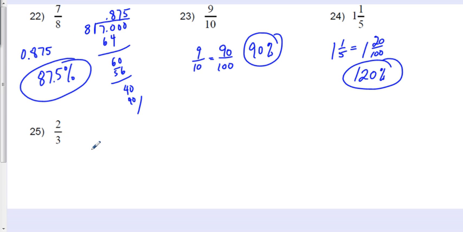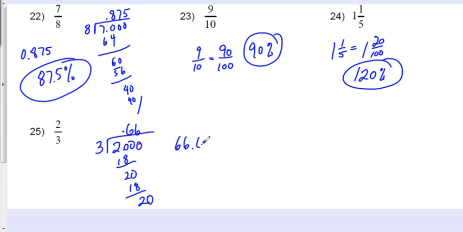2/3. Well, 3 doesn't go into 100 evenly, so I'll do the same thing I did with 7/8. And make sure to bring that decimal up. 3 times 6 is 18. 3 times 6 is 18. And it looks like we have a repeating decimal here. Be careful, we're going for a percent here, so we still need to move the decimal 2 to the right. 66.6 repeating percent.